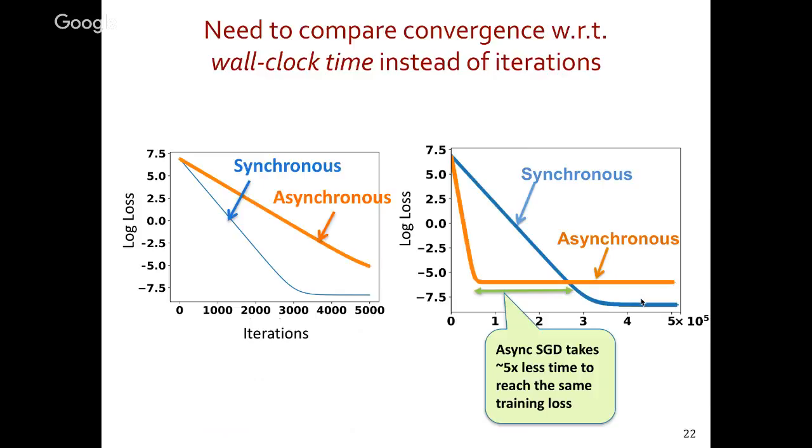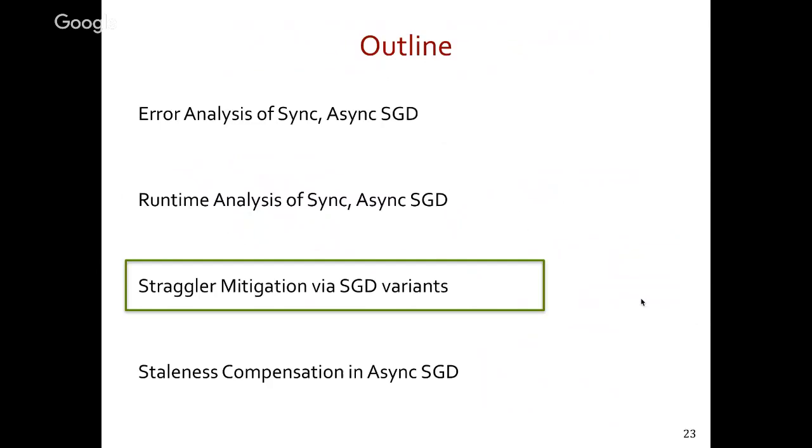Okay, let me move on. So as one of you mentioned, these two algorithms seem a bit extreme, right? Either we are doing completely synchronous or completely asynchronous. Can we try something in between where we wait for a subset of the nodes to finish? And that is exactly what we are trying to do by designing SGD variants that have straggler mitigation properties.